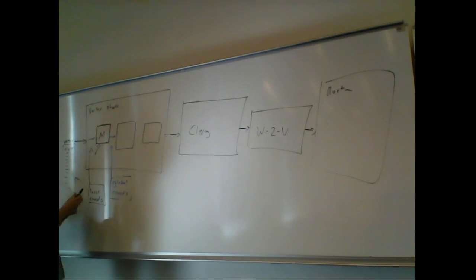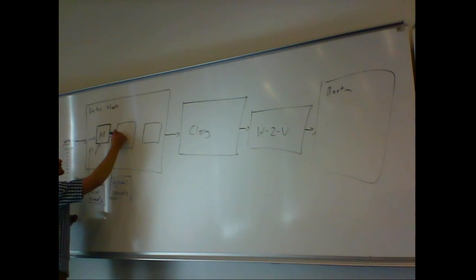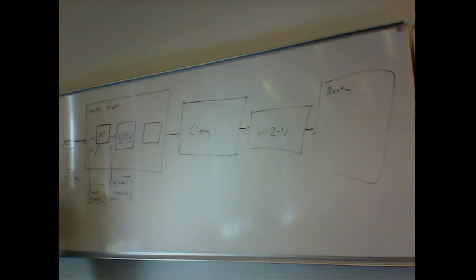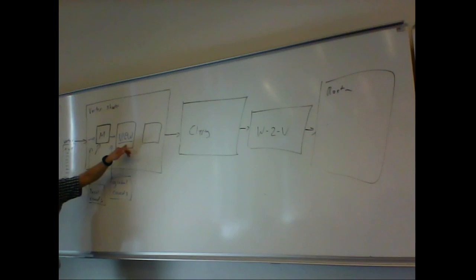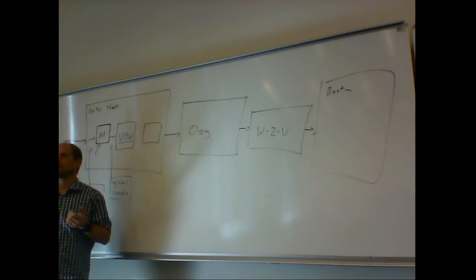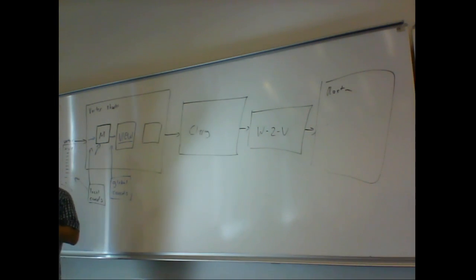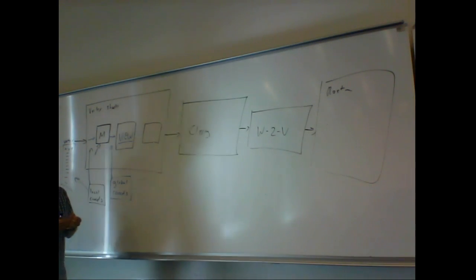The next one is what we're going to be looking at now, which is the view matrix, which stores values related to the position and the orientation of our camera, of our eye.